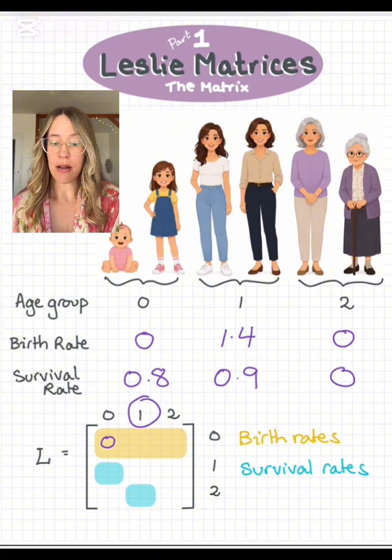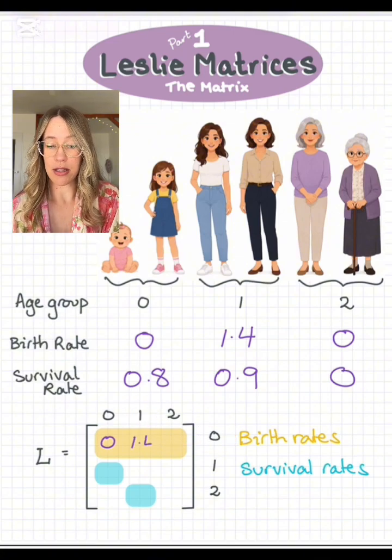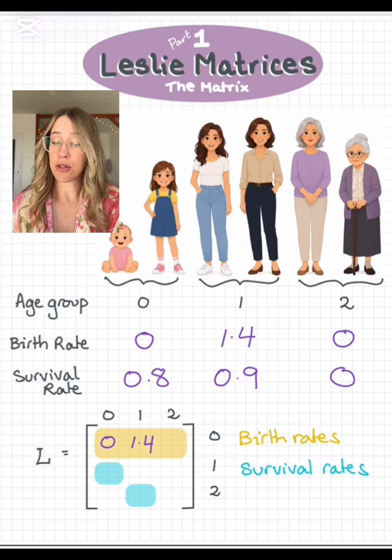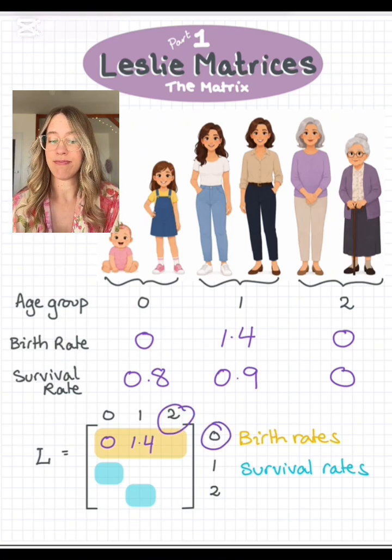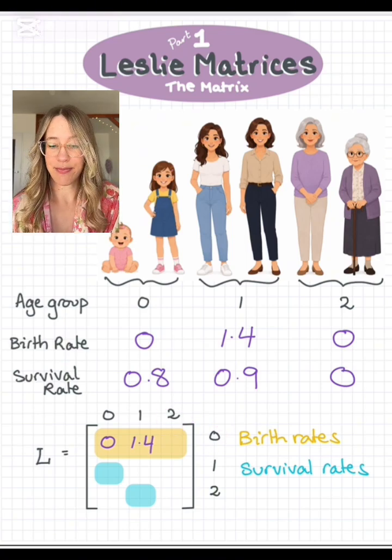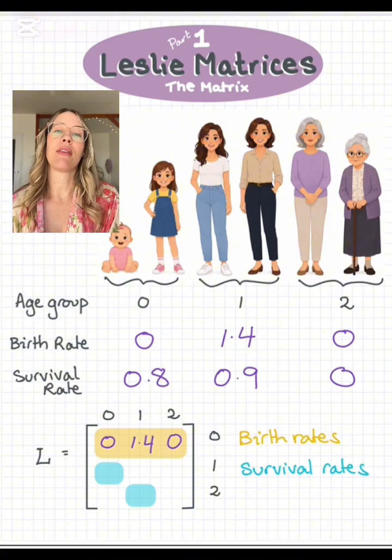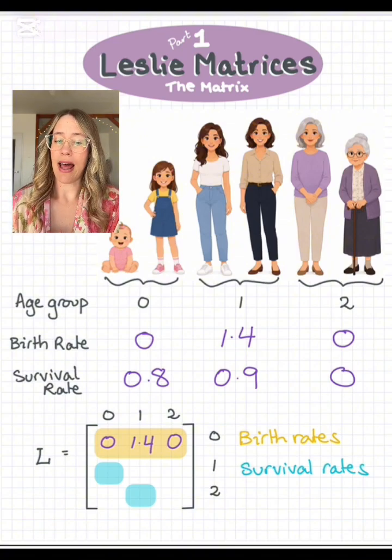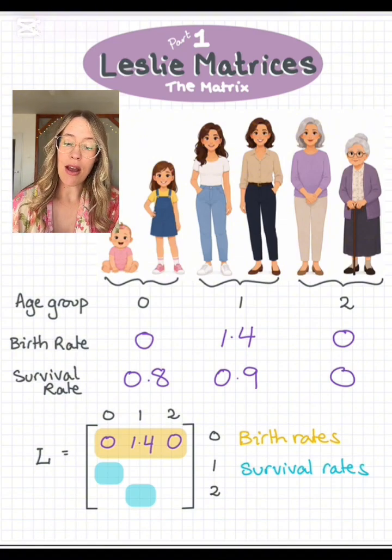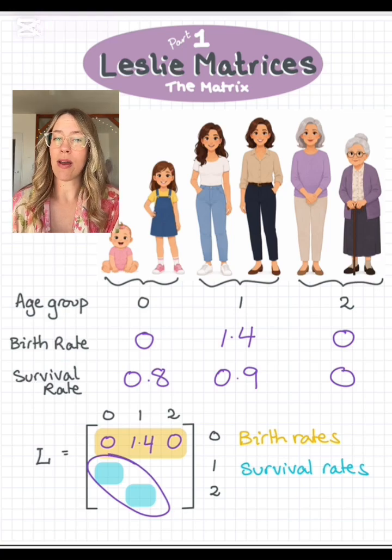Age group 1 producing age group 0. Well, that's 1.4. It's the birth rate. And age group 2 producing age group 0, none in this case. So let's put a 0. The next bit that we fill out is the survival rates, but they're only ever non-zero in this diagonal underneath the birth rates. You'll see why in a moment.